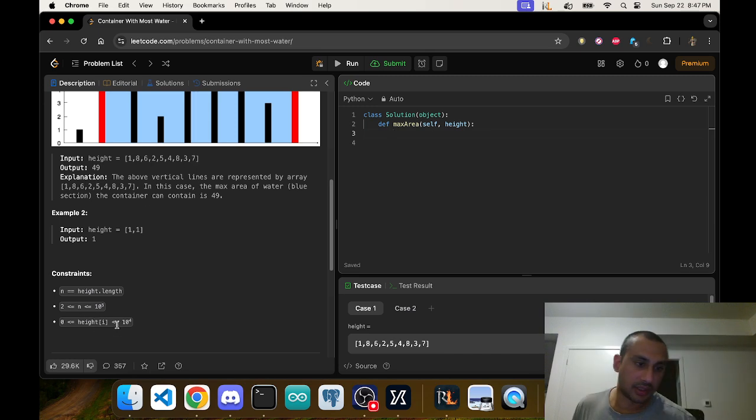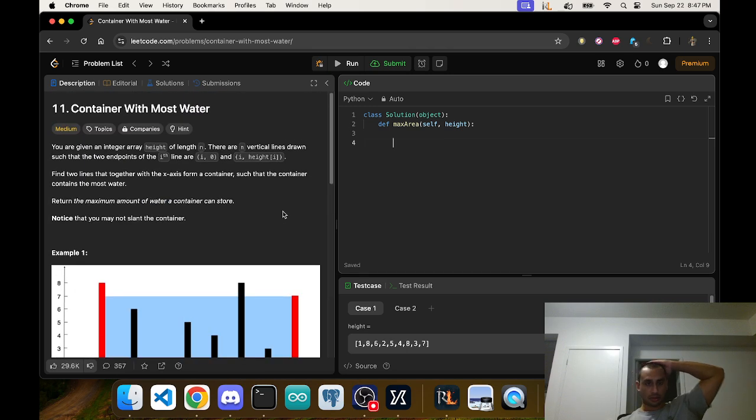Second, the height could be 0. So if a height is 0 and you only have 2 elements, height[i] of each one could be 0.